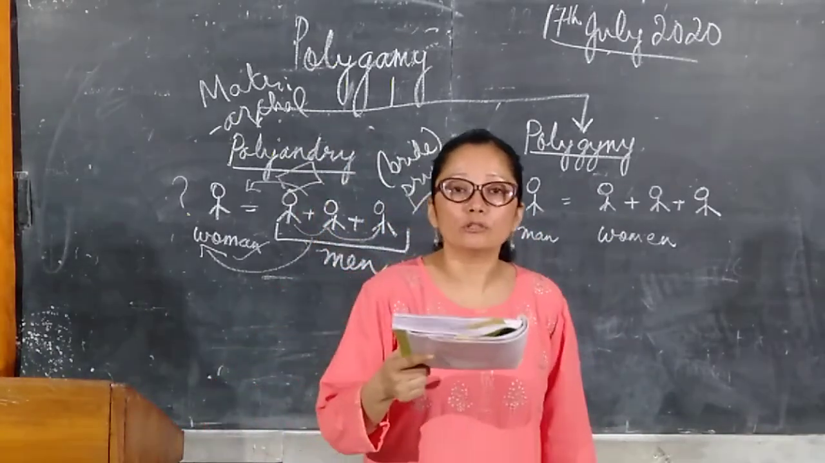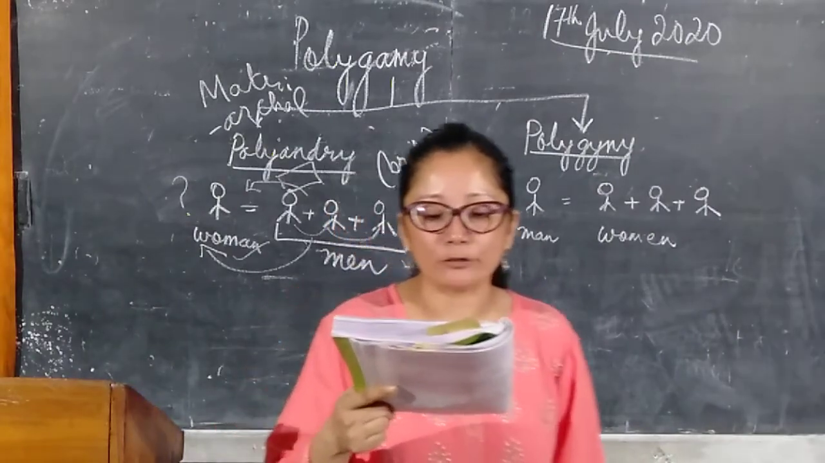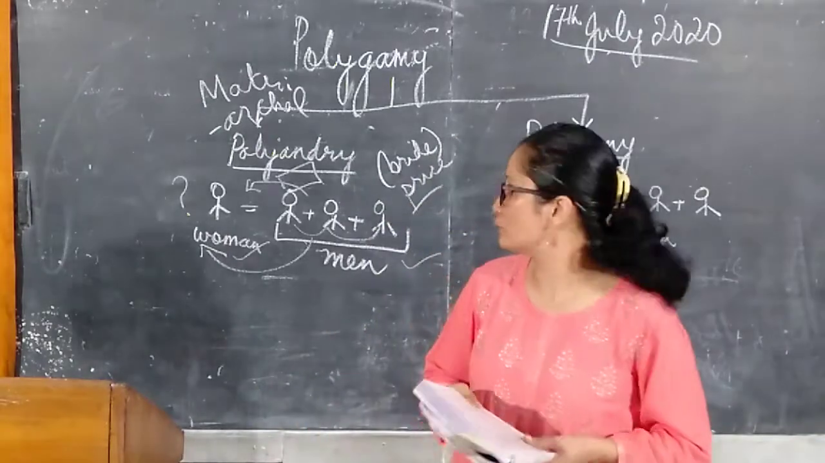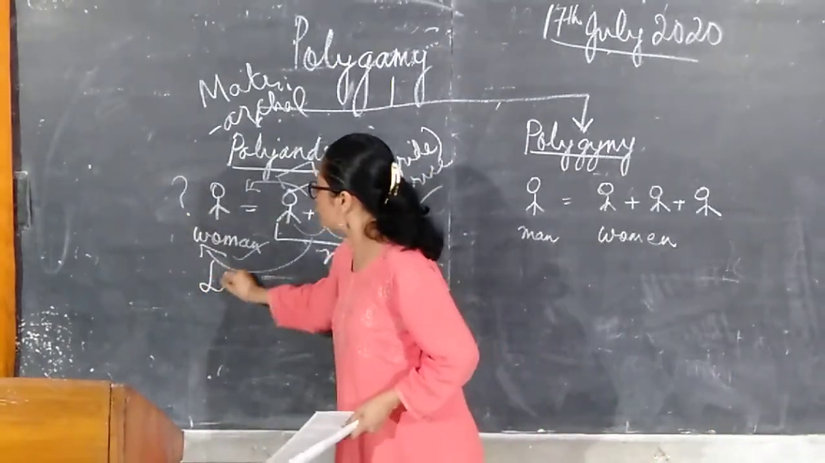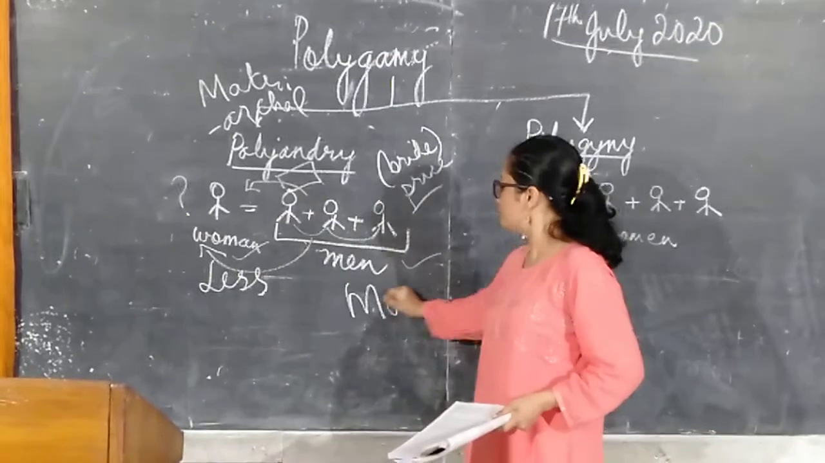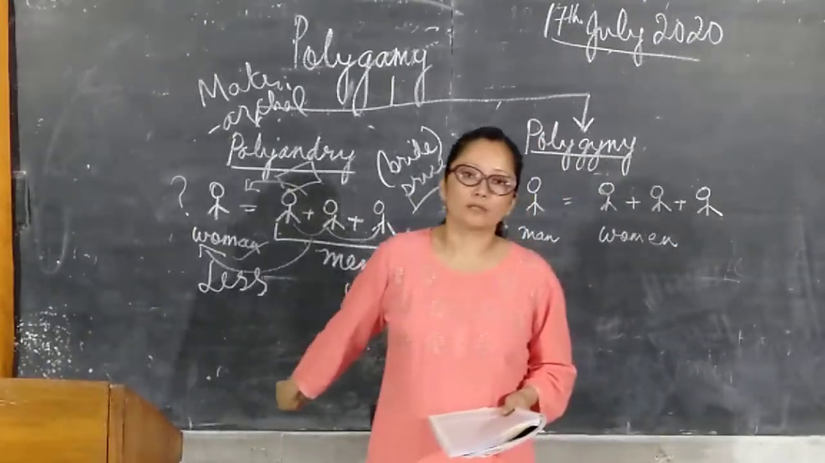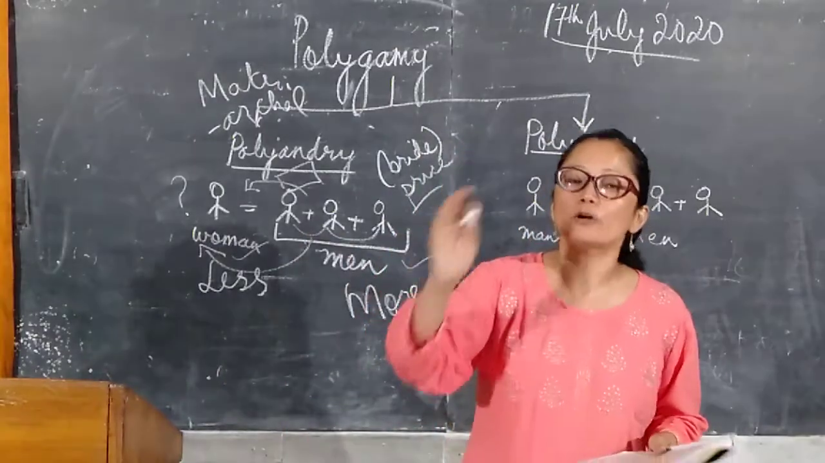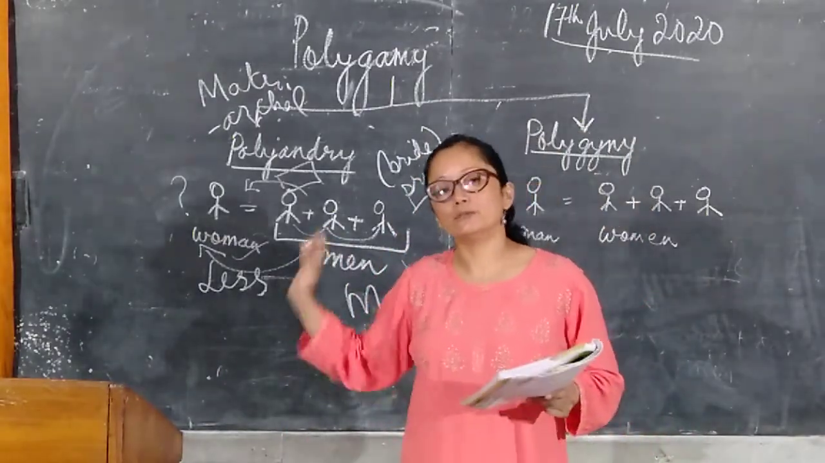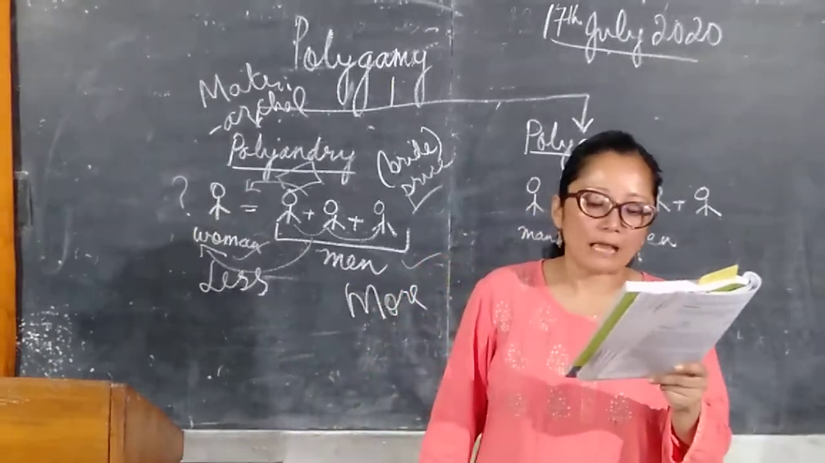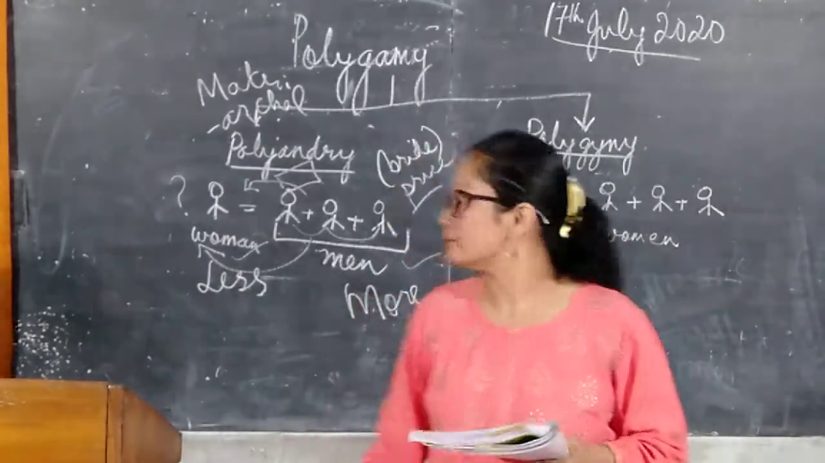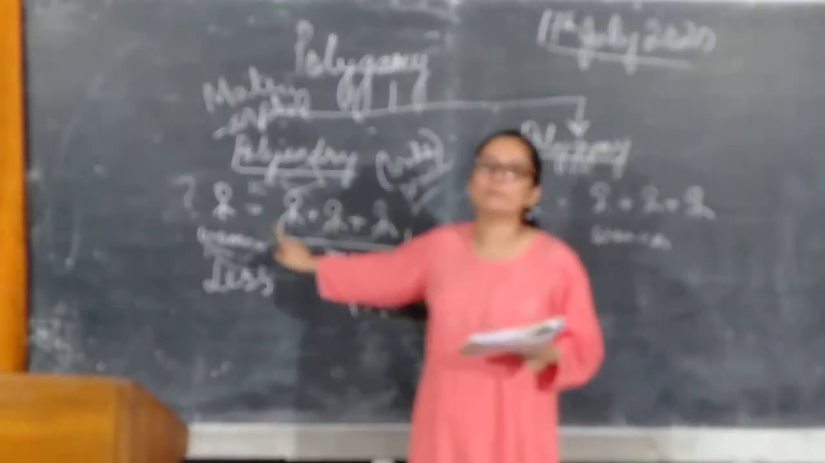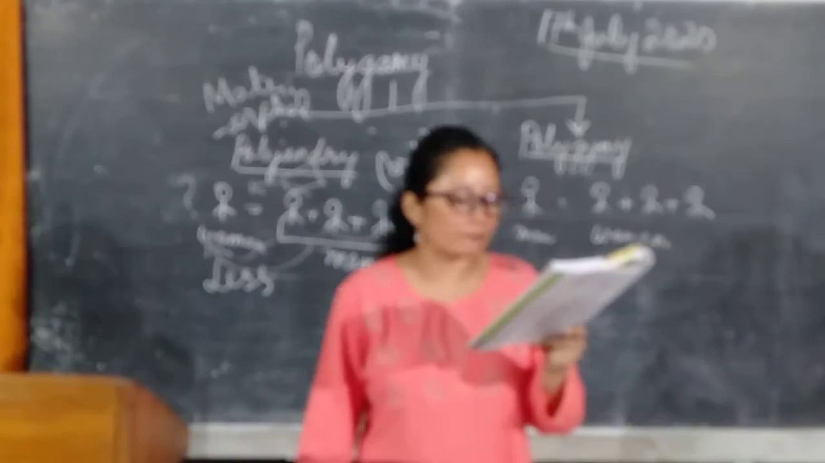Now let me conclude by explaining the reasons for polyandry. Imbalance in sex ratio. If you have a smaller number of women and more men, a disproportionate sex ratio, that is more men and fewer women, you can have this kind of practice. And due to poverty, we discussed the bride price. If you are very, very poor, brothers will pool in the money and can marry the wife.